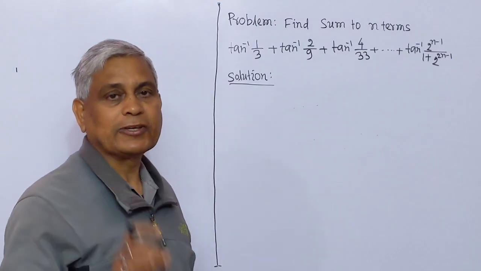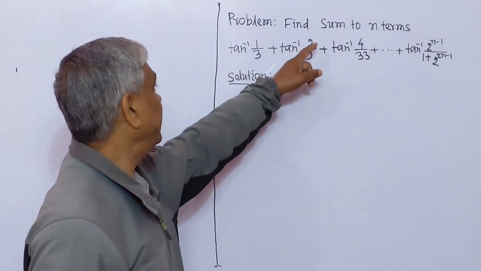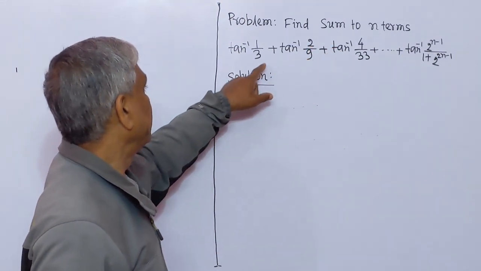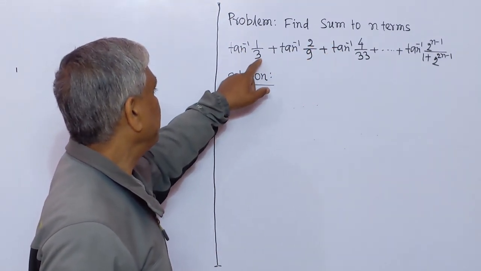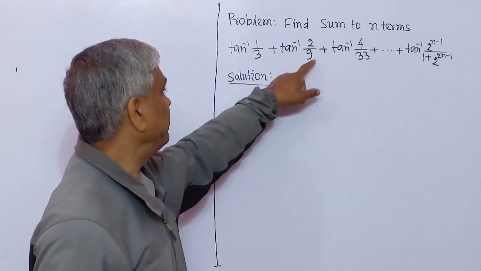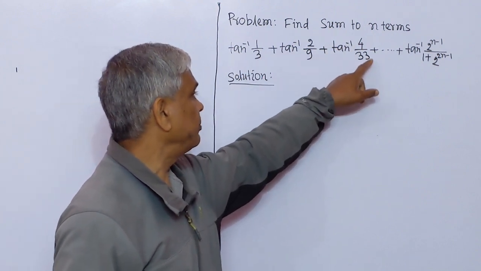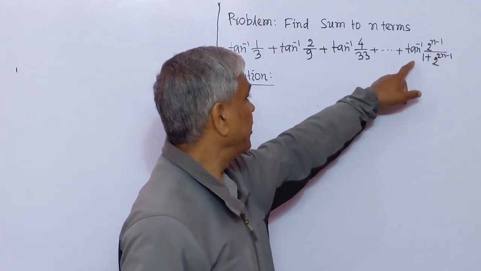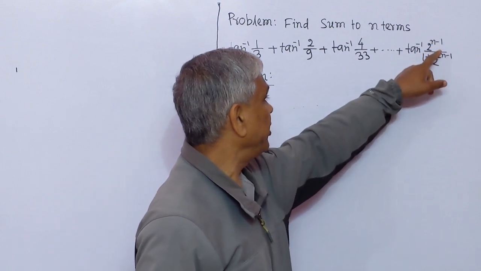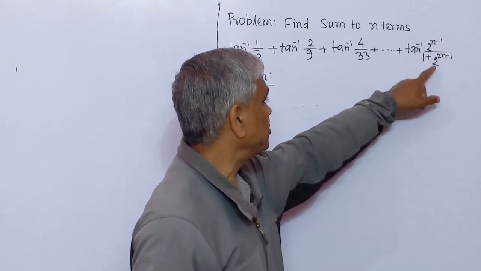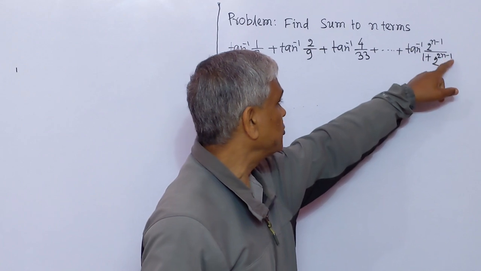Now we solve the next problem. Next problem is find sum to n terms. tan inverse 1 by 3 plus tan inverse 2 by 9 plus tan inverse 4 by 33 plus dot plus tan inverse 2 to the power n minus 1 by 1 plus 2 to the power 2n minus 1.